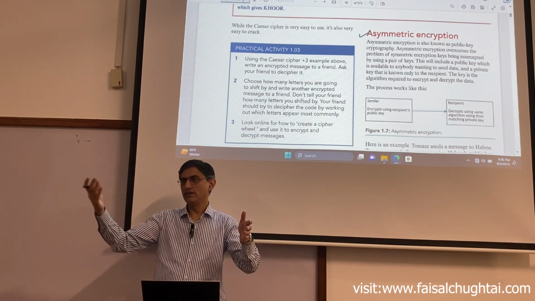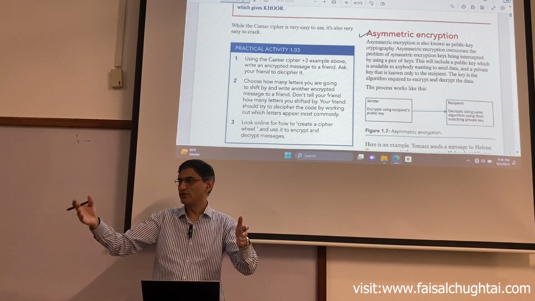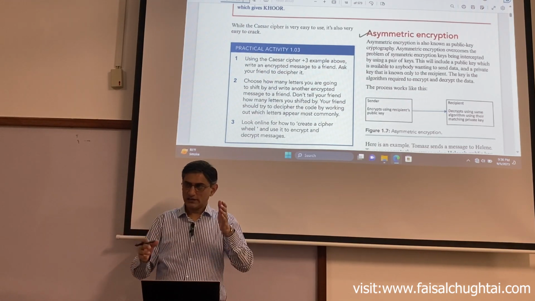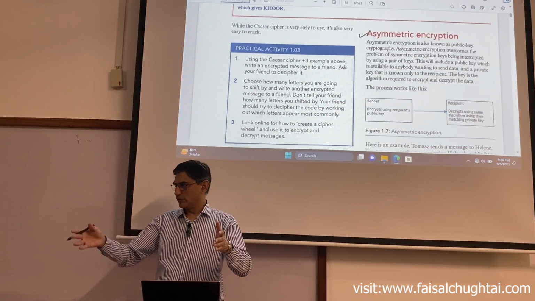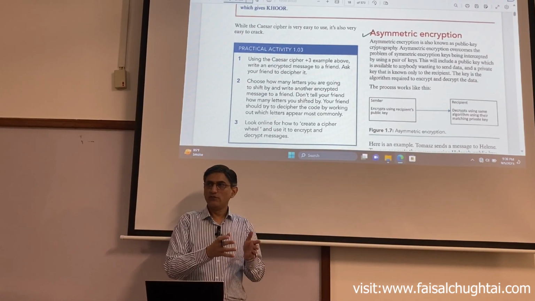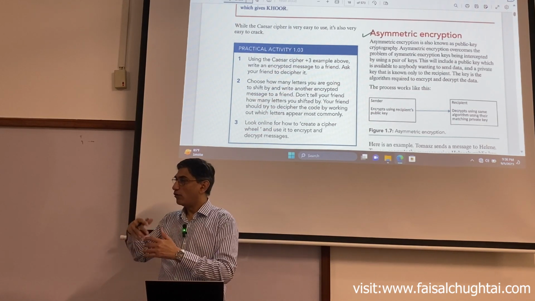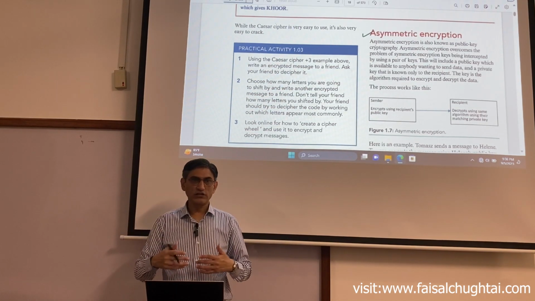I can say, okay, he is apolitical. I would mean that he is not into politics or he is not political. So symmetric, asymmetric. Whatever way in which symmetric encryption works, asymmetric works opposite to that. And how is it opposite to it?